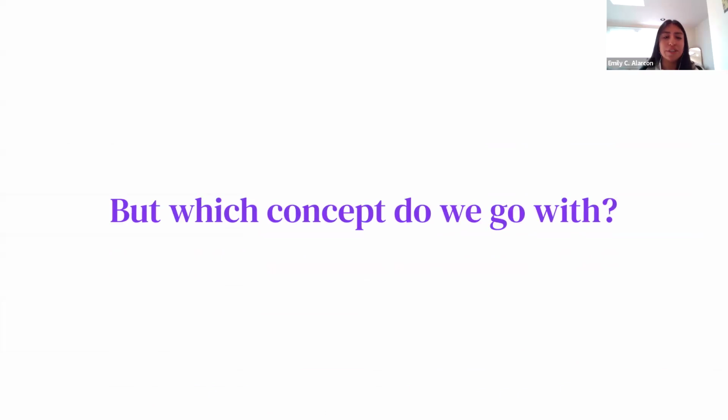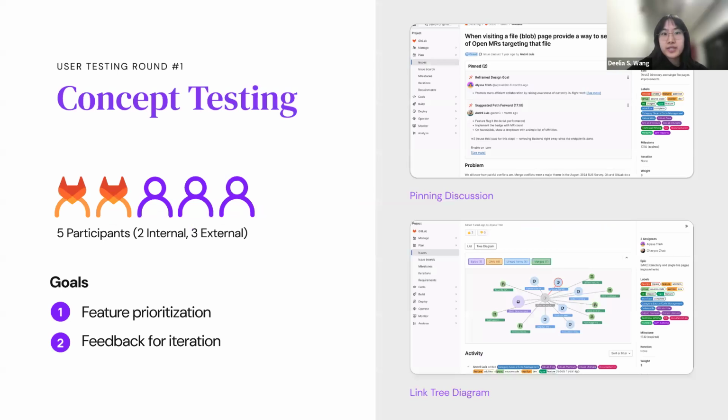With now having both of our concepts, we still had the question of which specific concept to go with. In order to answer our question of which concept we should go with next, we decided to do a round of concept testing. We had 5 participants, 2 internal and 3 external, and our goal here was really to understand which feature we should prioritize, the pinning feature or the link tree diagram. It was also a way for us to get some initial feedback for our designs and allow us to iterate.